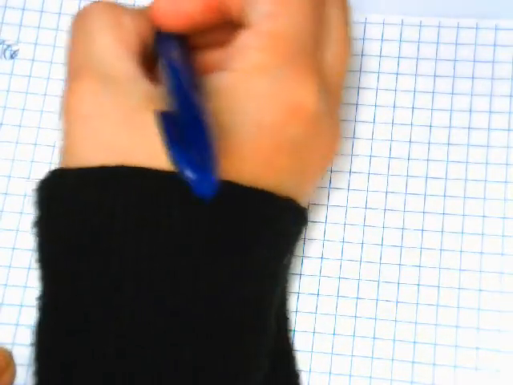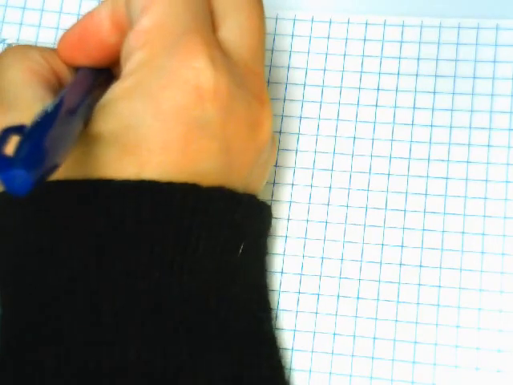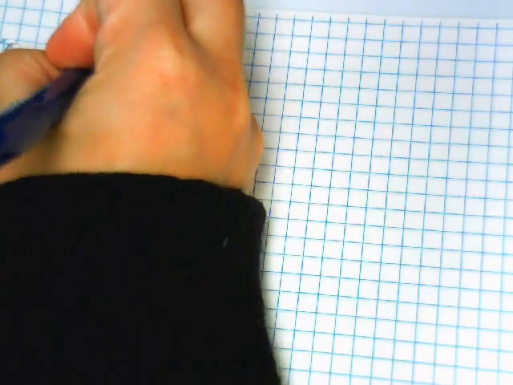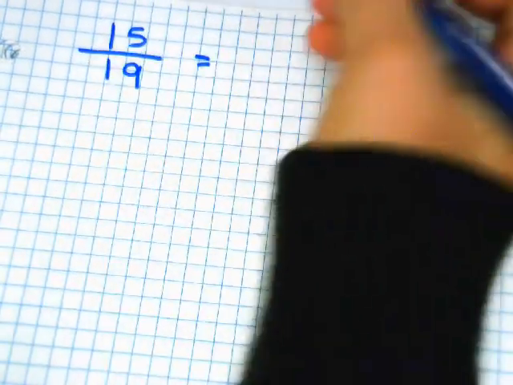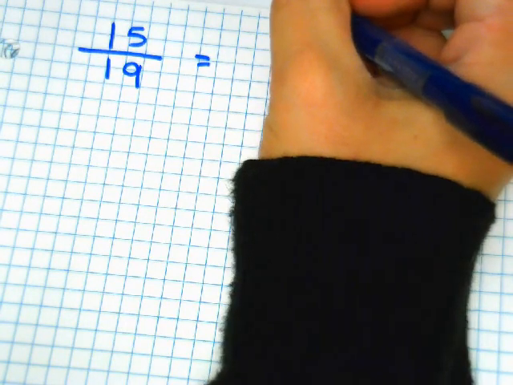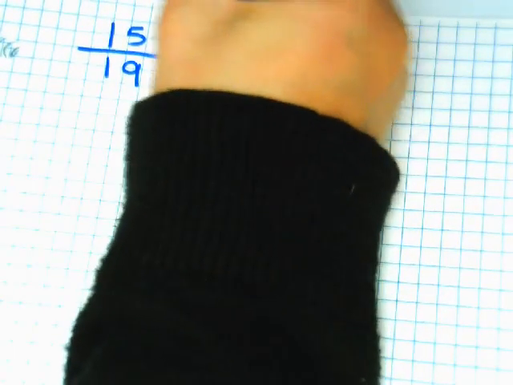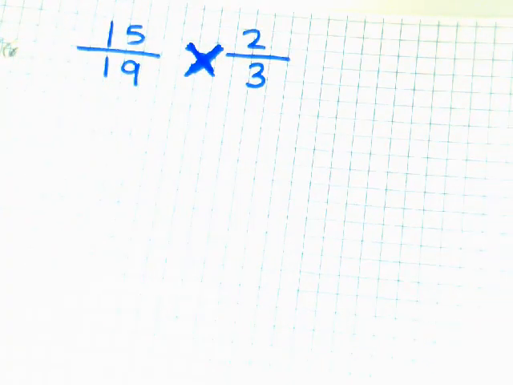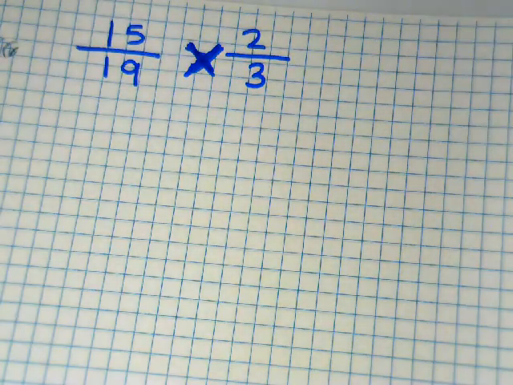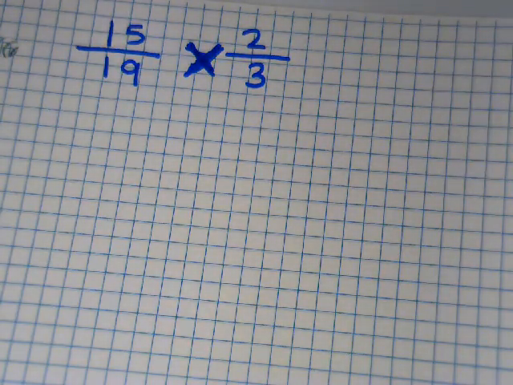15 over, let's say, 19 is equal to 2 over 3. Whoops, times. Sorry, times. Alright, who wants to sit there and multiply 19 times 3? And then 15 times 2. And then simplify it at the end, because guess what? You're going to have to simplify this. Terrible, right? So check your corners.